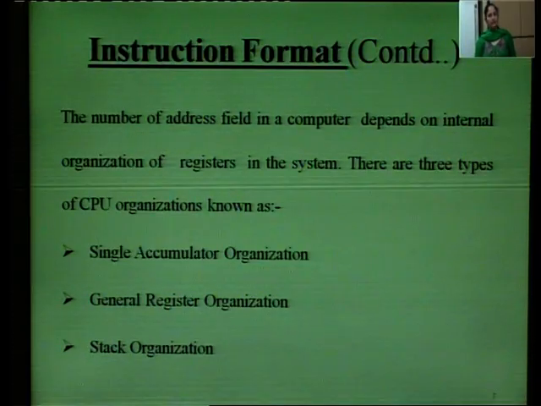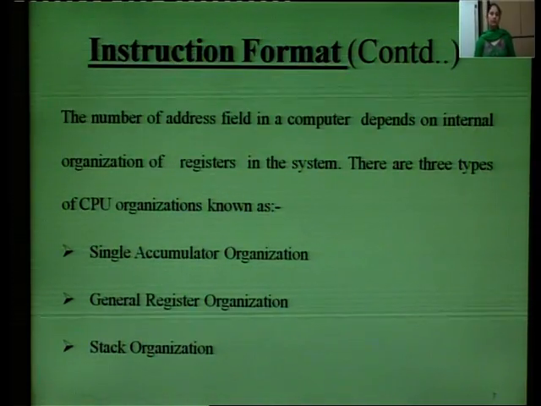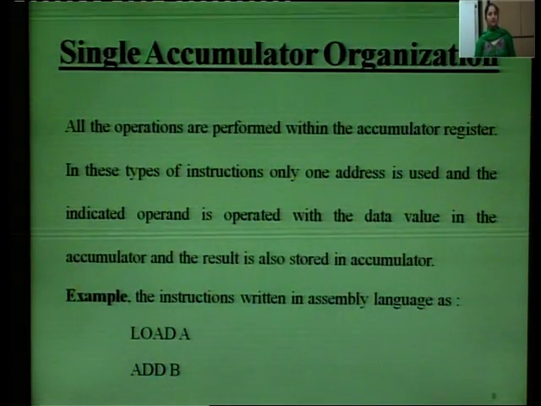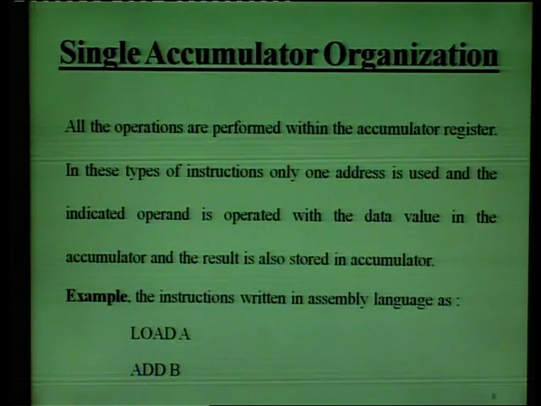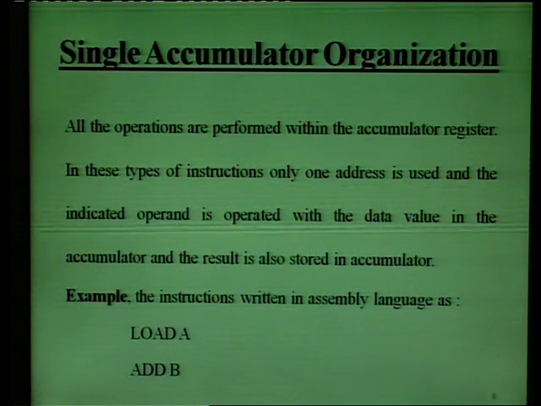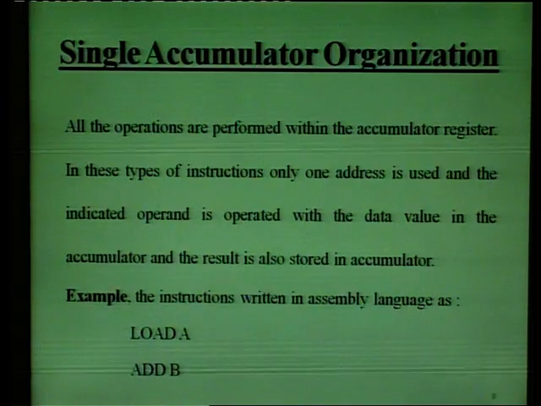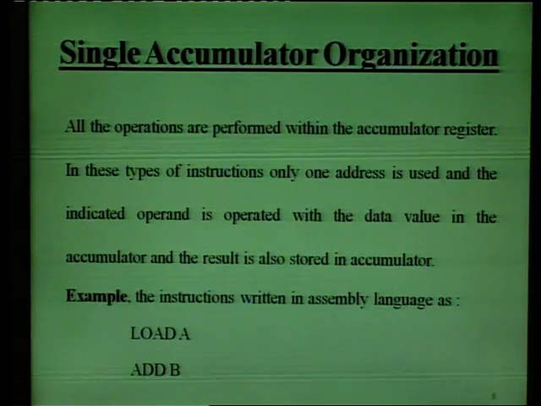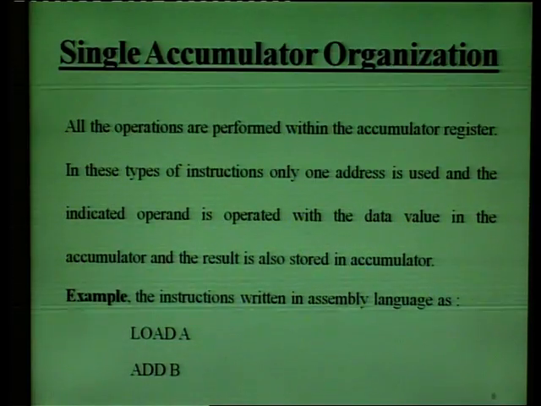General register organization covers 2 or 3 registers, and stack organization is simple push or pop operations. First, single accumulator organization. All the operations are performed within the accumulator register. In this type of instruction, only one address is used, and the indicated operand is operated with the data value in the accumulator, and the result is also stored in the accumulator.